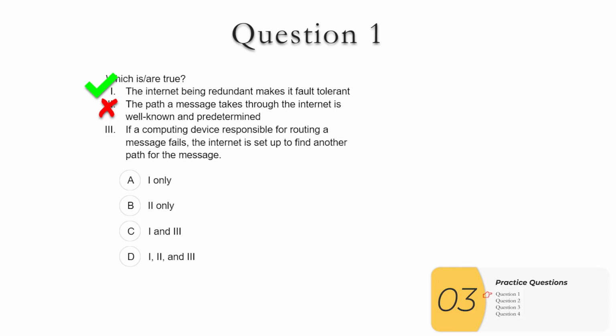Three, if a computing device responsible for routing a message fails, the internet is set up to find another path for the message. This is pretty much the definition of redundancy, and this is true. So the answer is C, 1 and 3.